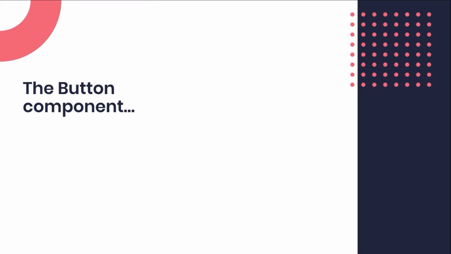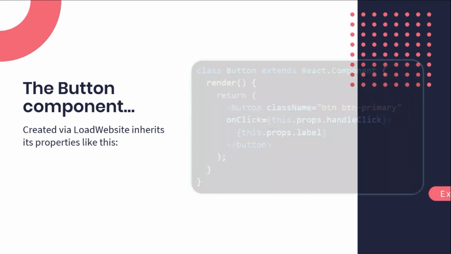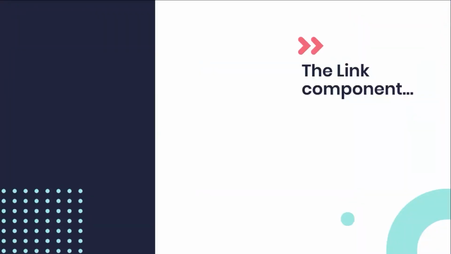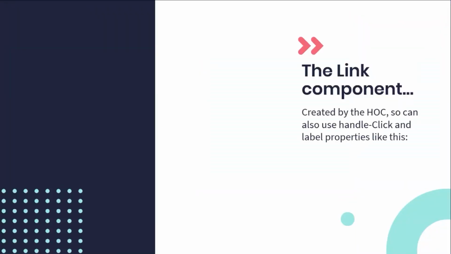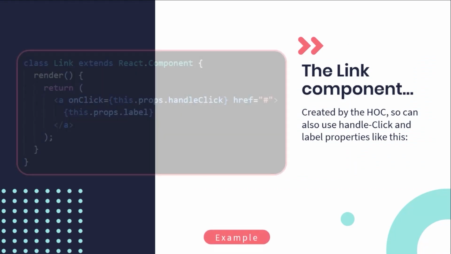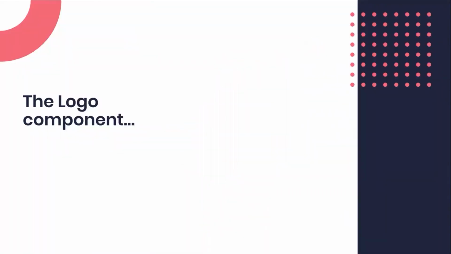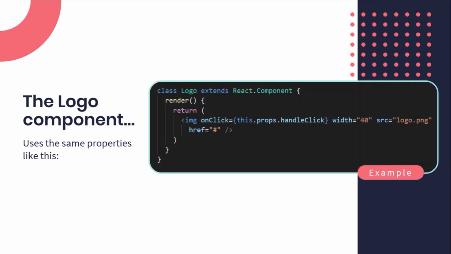The button component is created via load website, and as a result, it magically inherits its properties, this.props.handleClick and this.props.label, like this. The link component is created by the HOC, which is why we can also use handleClick and label properties, like this. And then finally, the logo component uses the same properties. Yep, you guessed it, they are magically there because we use a spread operator when we created logo in content.js.